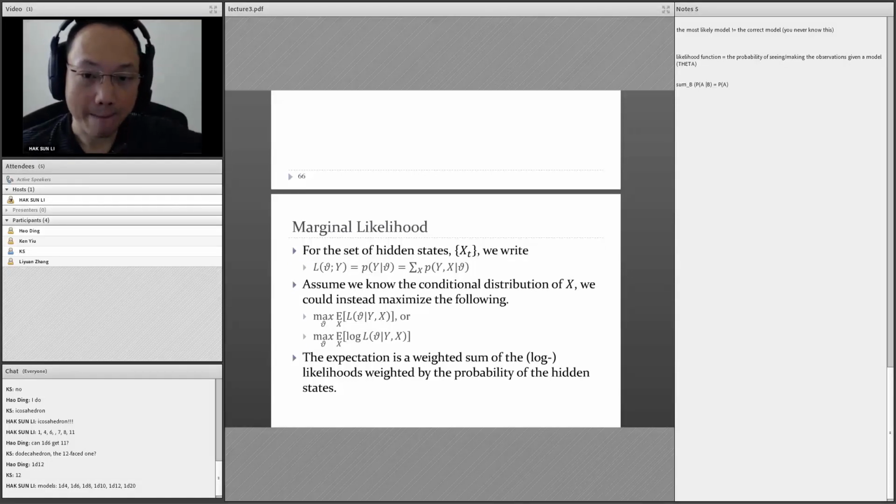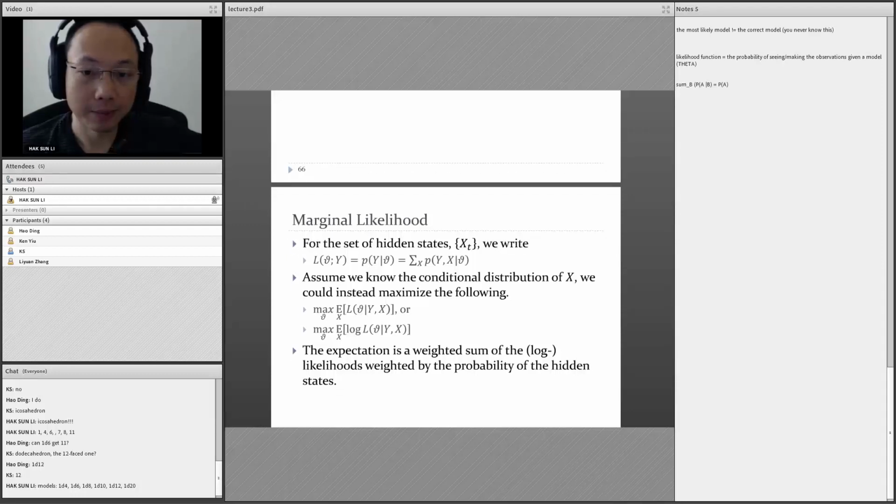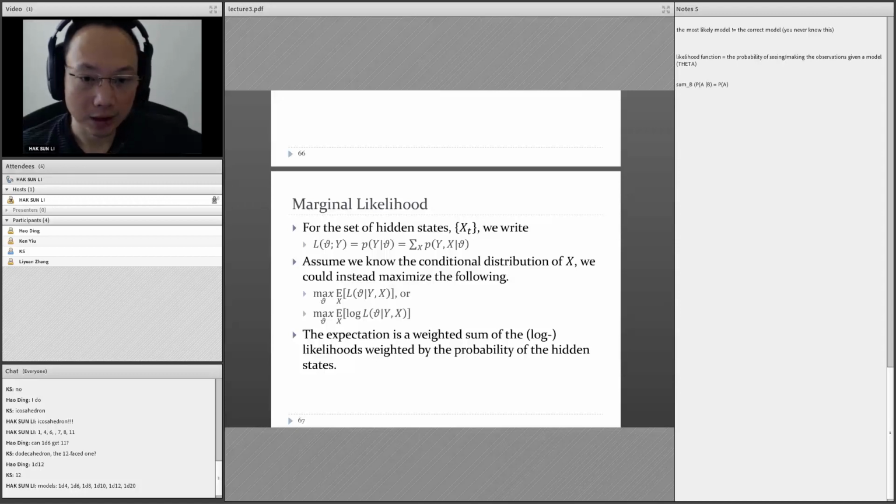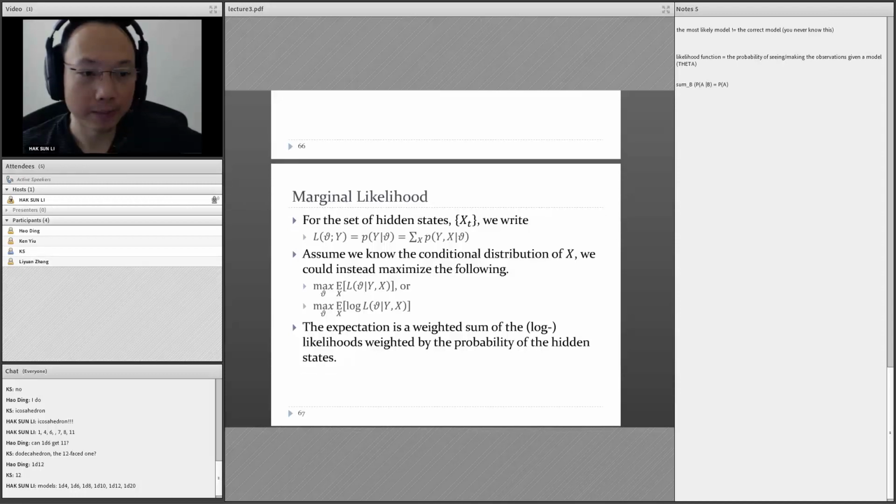So this summation of the P function across x is just the expectation of P with respect to x, and that is the same as the expectation of L with respect to x. In other words, if we want to maximize L with respect to theta, we can maximize this expectation with respect to theta. It's exactly the same thing. And maximizing the expectation of L is the same as maximizing the expectation of the log of L. Okay?